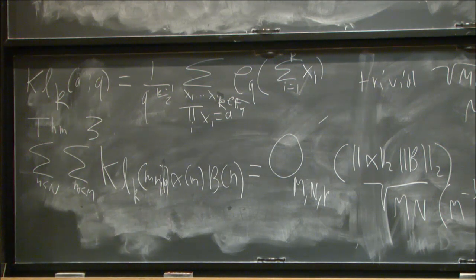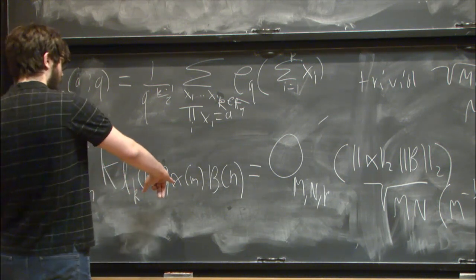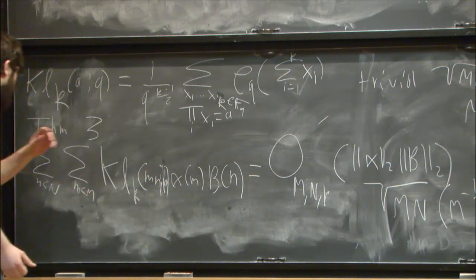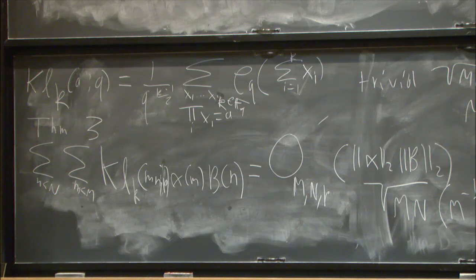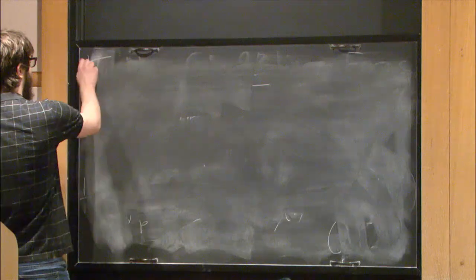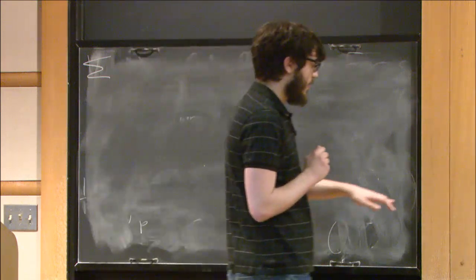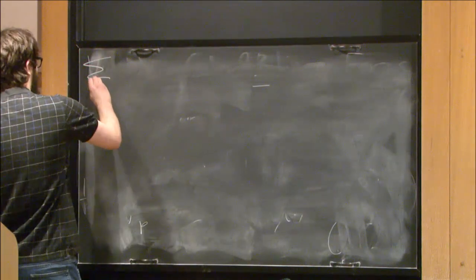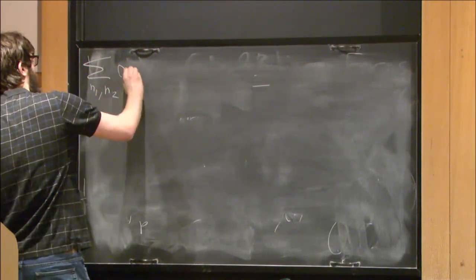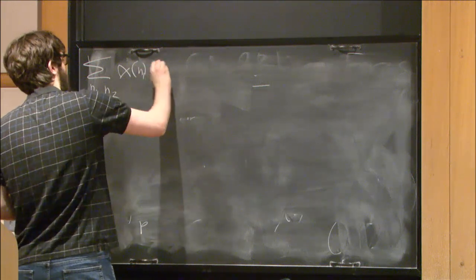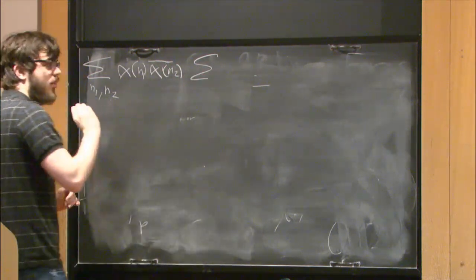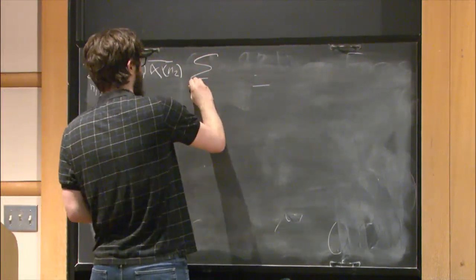So the first manipulation is we apply Cauchy-Schwarz to one of the variables. So I'll write down what that gets you. So we end up summing, let's apply Cauchy-Schwarz in the m variable. So we end up summing over n1 and n2, alpha of n1, alpha conjugate of n2, the sum.